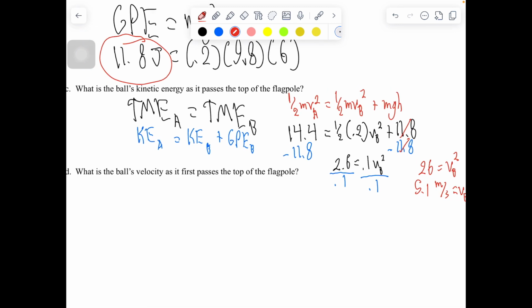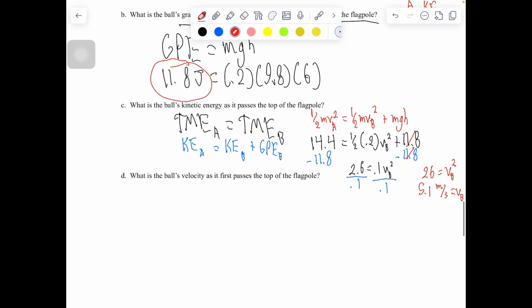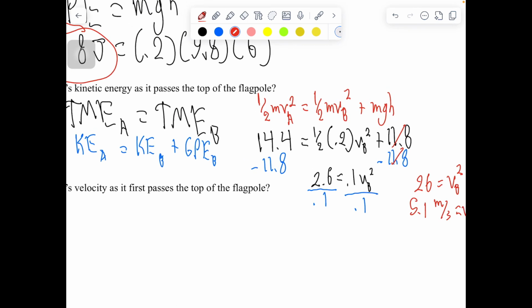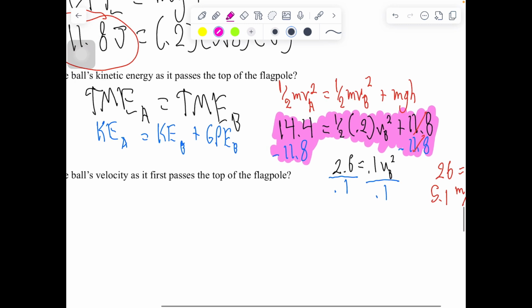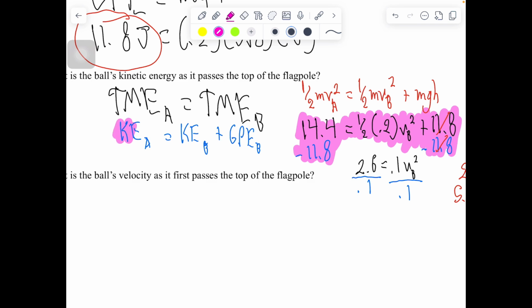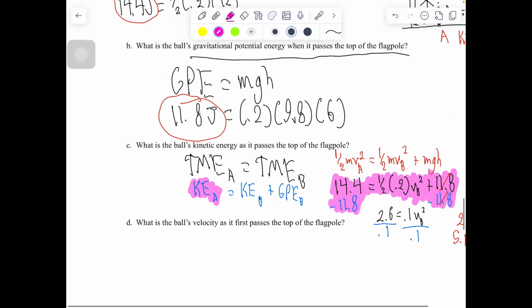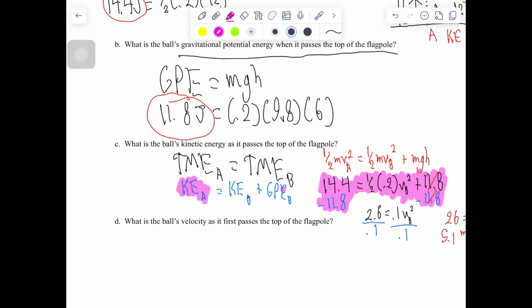Okay, so here I skipped ahead a little bit because I solved for the velocity, which is actually part D. But part C, all you have to do is this step that I'm highlighting right here. We solve for our kinetic energy, because really what we're doing is we're just taking the kinetic energy at point A, which we know, it's our 14.4. We're subtracting the gravitational potential energy, which we know, it's 11.8. Subtract those, whatever's remaining must be equal to our kinetic energy at point B.